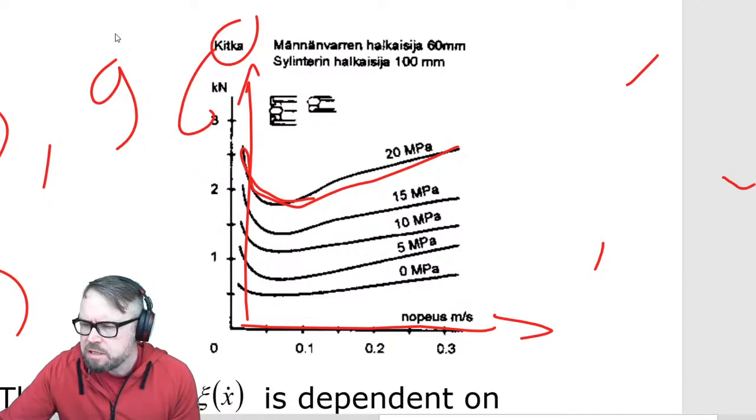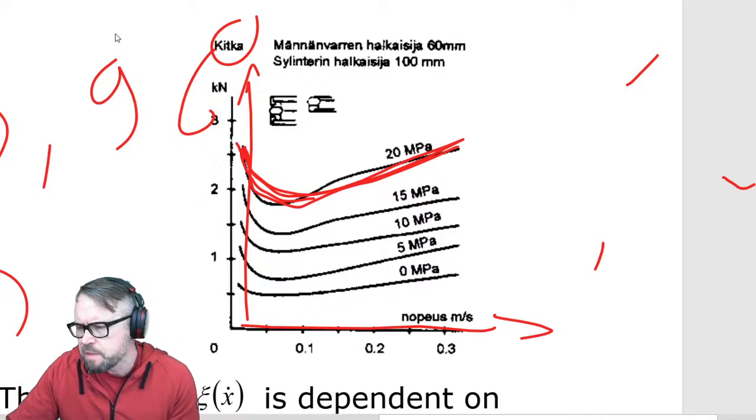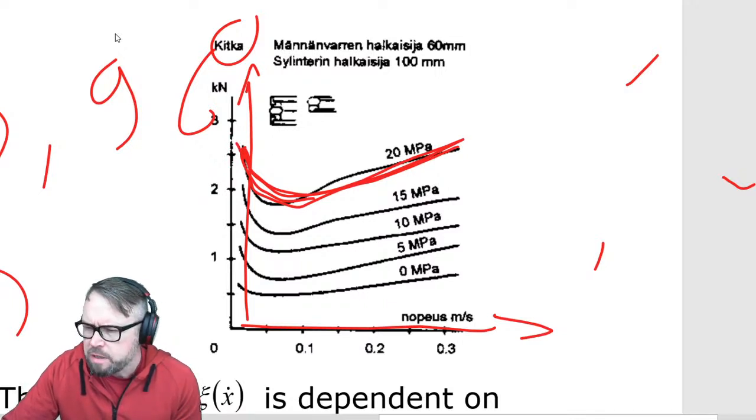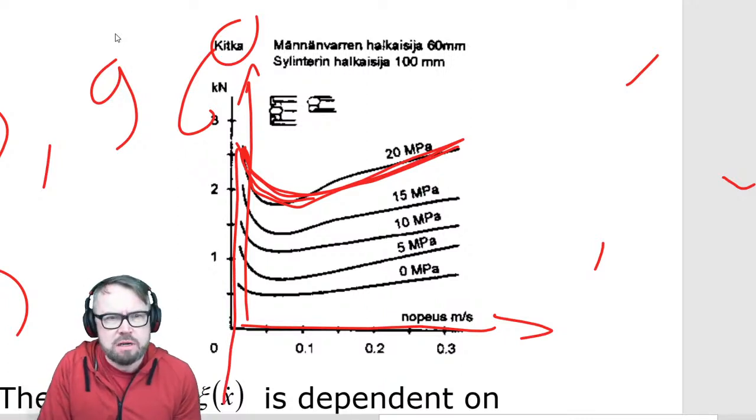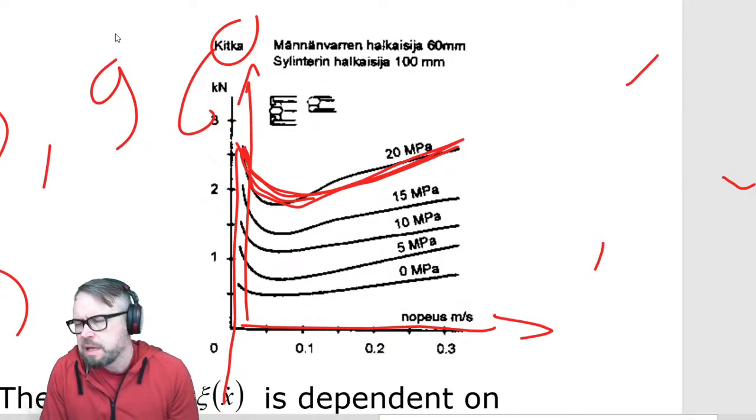This is the kind of curve that we can use a curve fitting technique on and make it like this. And just when it is very, very close to zero, we are forcing it to go through the origin. And then it's going to be the mirror on the other side. This is the curve that we can use to replicate the friction.